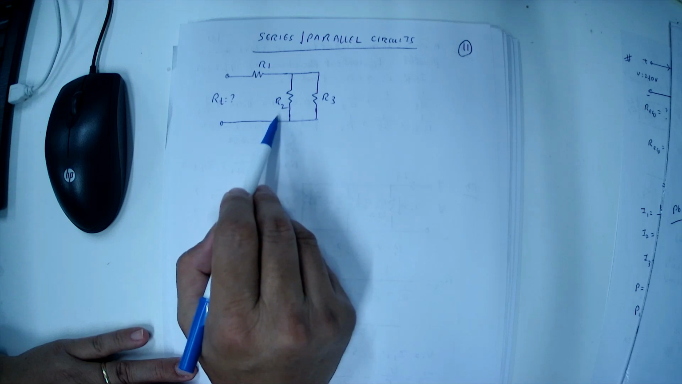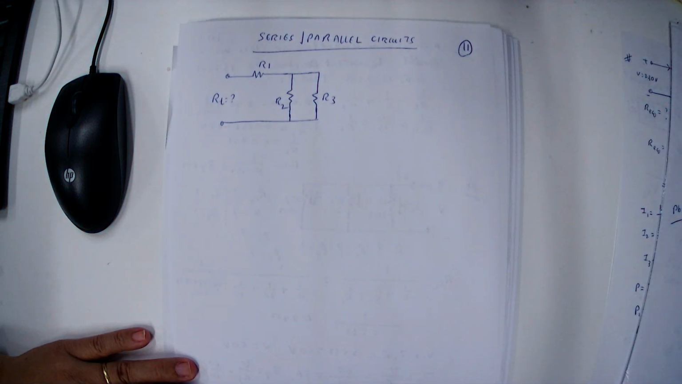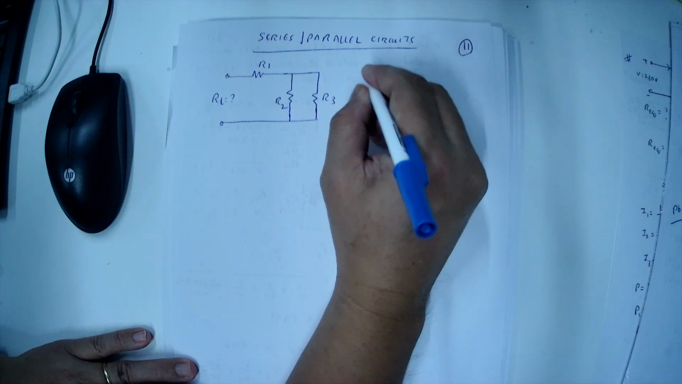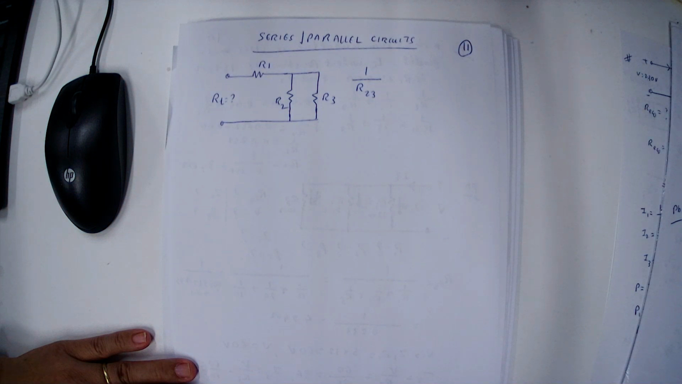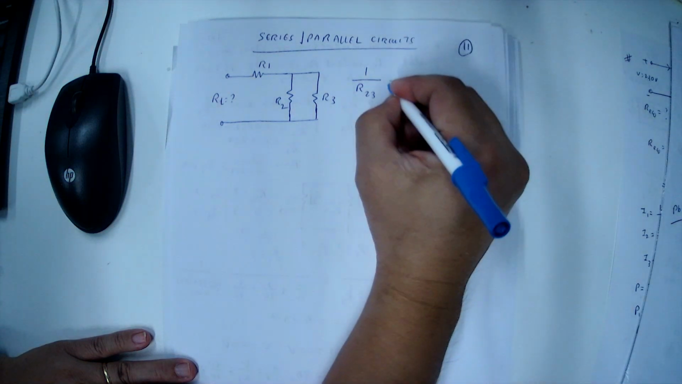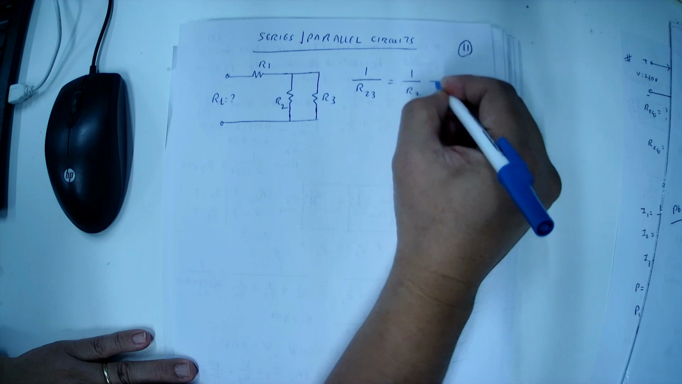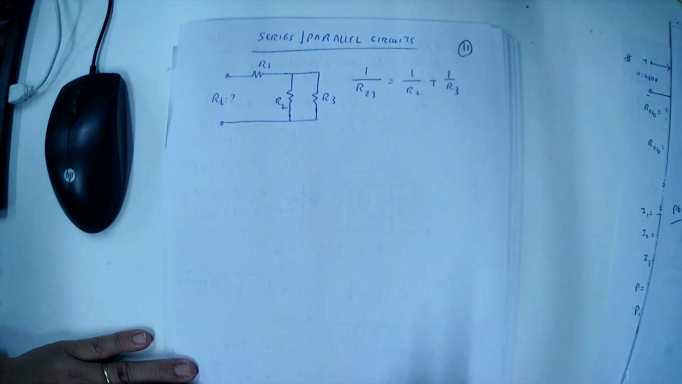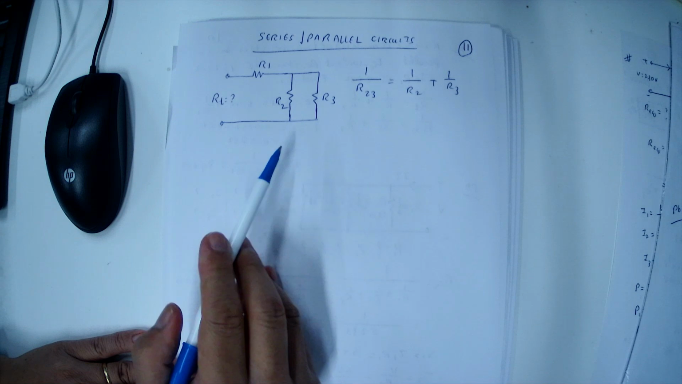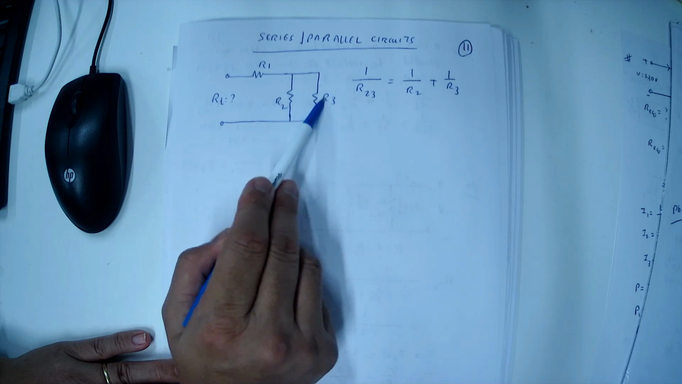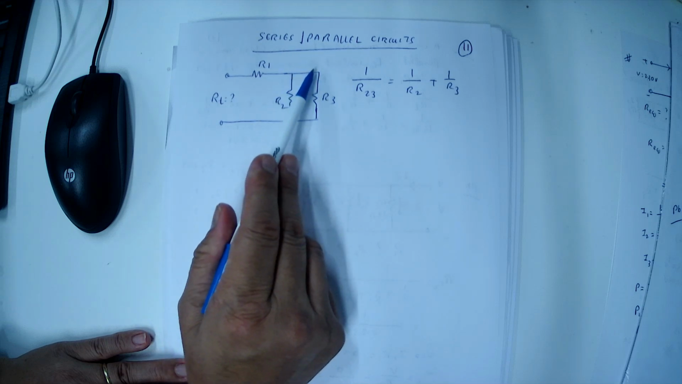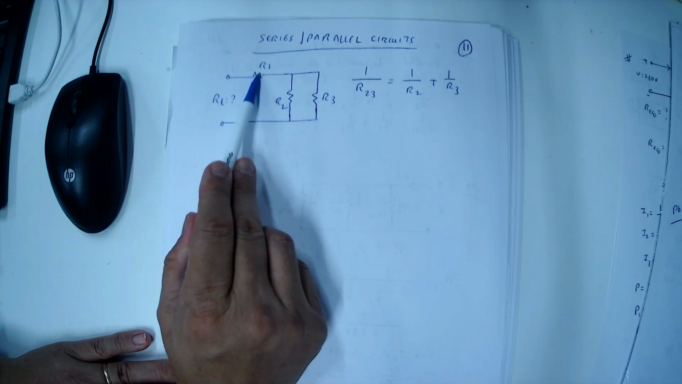Firstly, because R2 and R3 are connected in parallel, the total resistance is R23. R23 means R2 and R3 are connected in parallel: 1 by R23 equals 1 by R2 plus 1 by R3. So firstly, we combine the parallel branch. Here R2 and R3 are connected in parallel, then they are connected in series with the resistor R1.